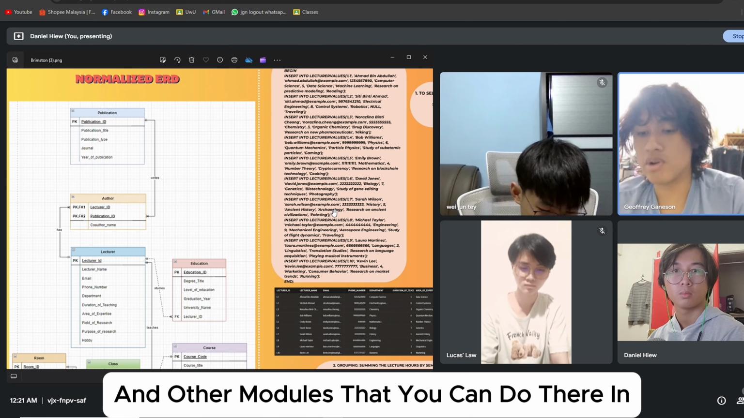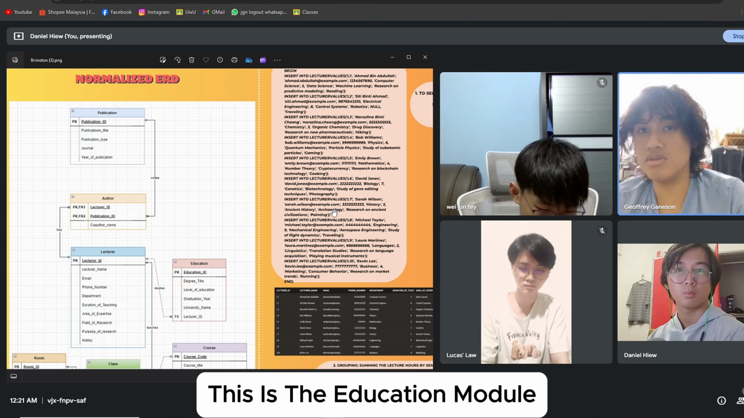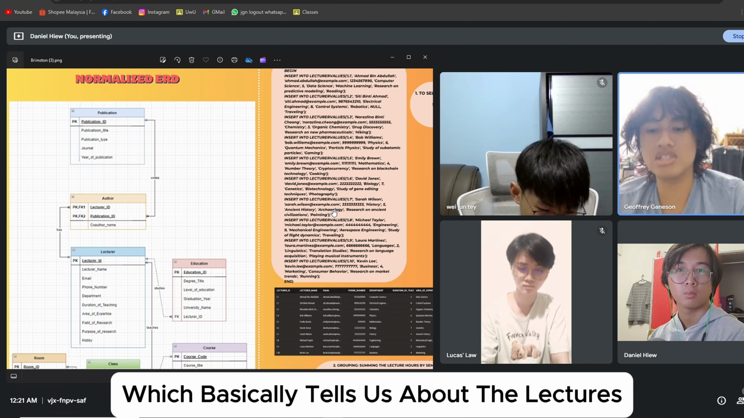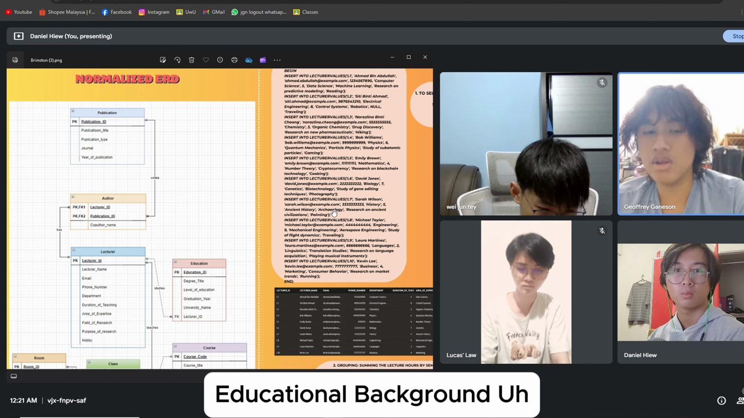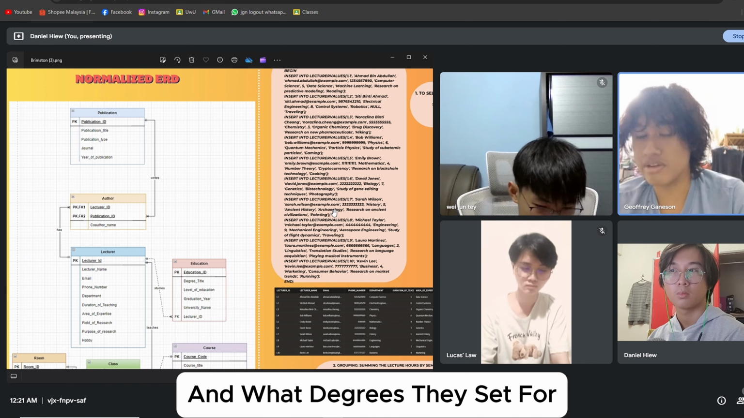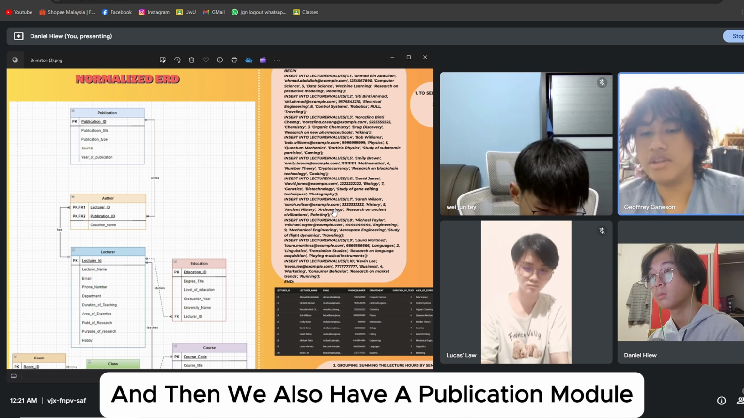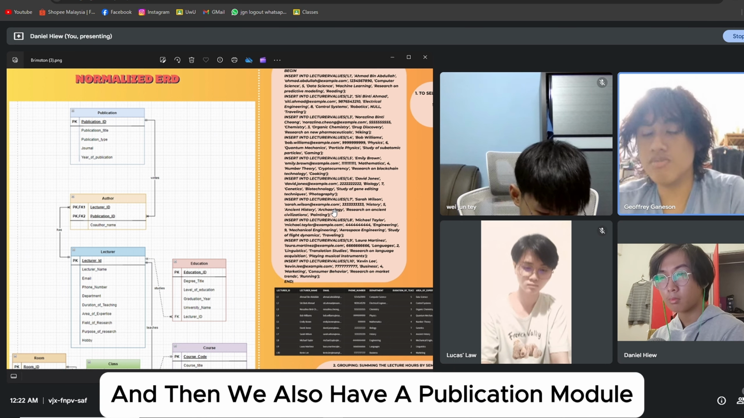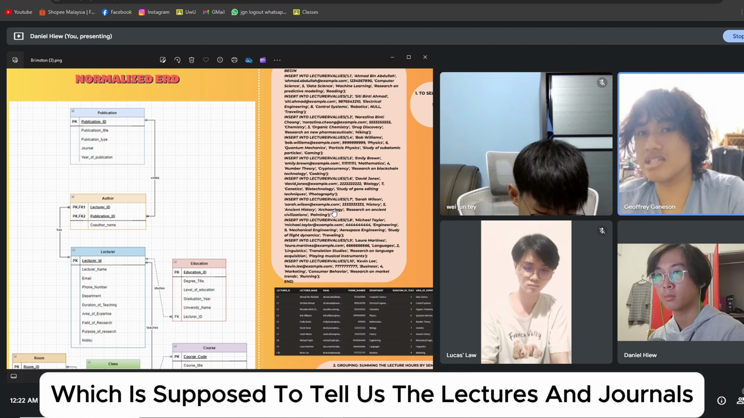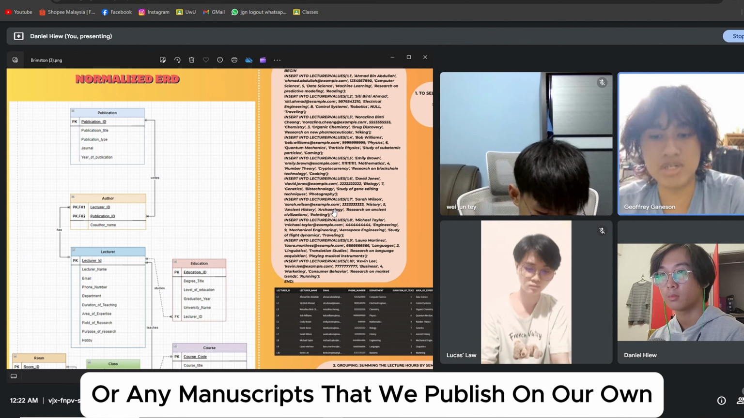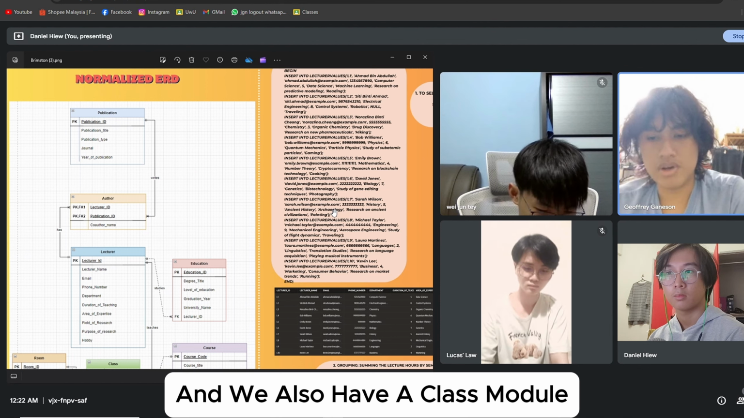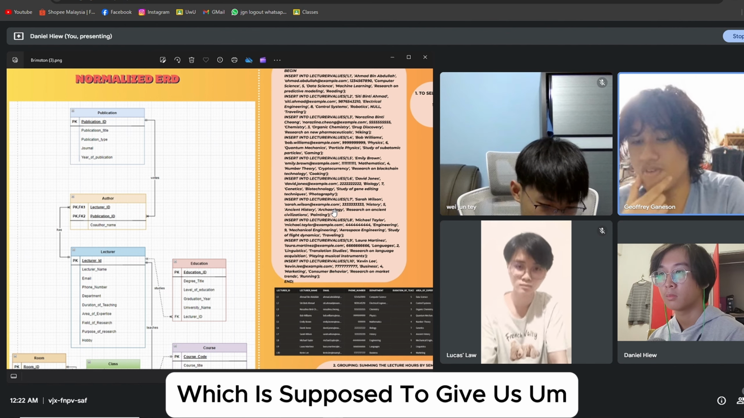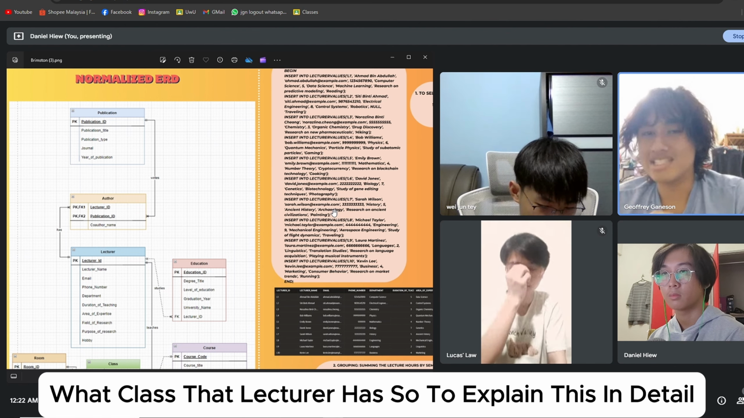And other modules that we've included are the education module, which basically tells us about the lecturer's educational background, what universities they went to, and what degrees they sat for. And then we also have a publication module, which tells us if the lecturer has any journals or any manuscripts that they published on their own. And we also have a class module, which tells us what classes the lecturer has.